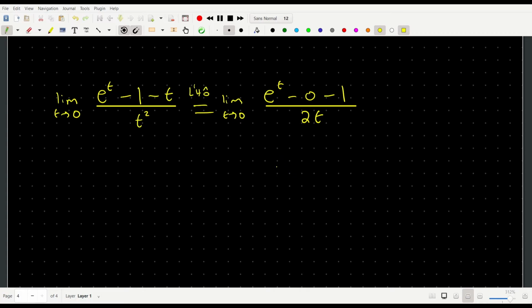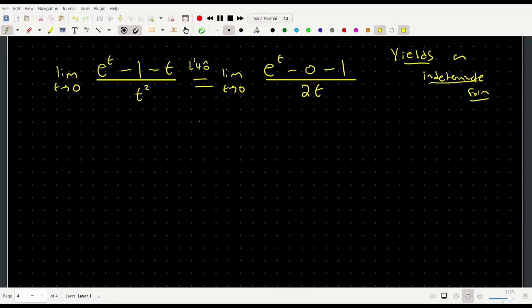Again, this limit right here yields an indeterminate form, because the numerator is going to e to the 0 minus 1, which is 1 minus 1, which is 0, and the denominator again is also going to 0. But have no fear, because we can again apply L'Hopital's rule.